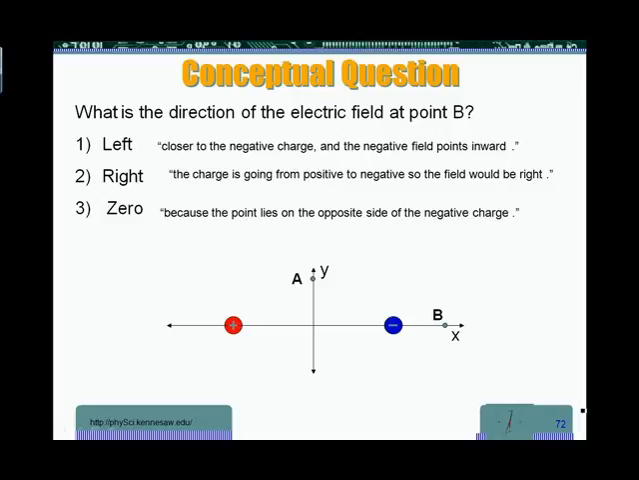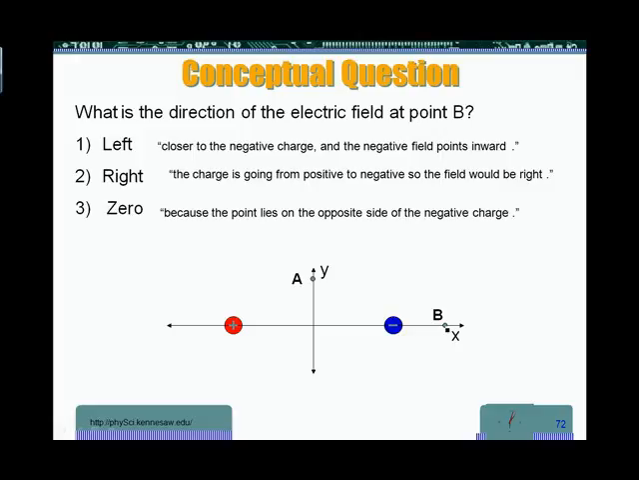In this recording, I'll go through several conceptual questions dealing with electrical field and electrical force. Now, let's start with this one. We have two identical charges, a positive charge here and a negative charge here, and along the line joining them, on the right side of the negative charge, we have a point B, just a location. The question is, what is the direction of the electrical field at point B?